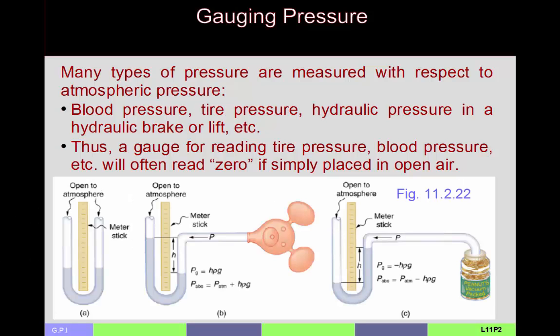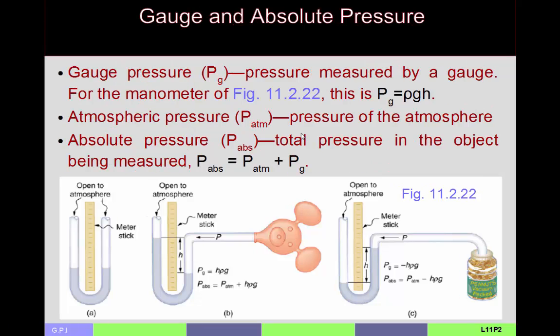Very often when we're measuring pressure, we use some sort of a gauge. And that gauge is usually meant to measure something like blood pressure or tire pressure, hydraulic pressure, etc., with respect to the atmosphere. So one end of the gauge is often open to atmosphere, which means that if the other end is open to atmosphere, the gauge will typically read about 0 when placed in open air. That doesn't necessarily mean that there is 0 pressure on the gauge. Rather, it means that the gauge is ignoring the atmospheric pressure.